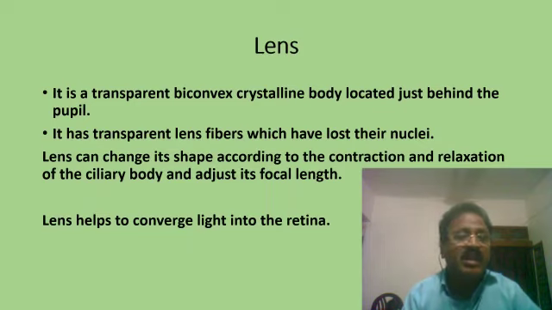Next is the lens. It is a transparent biconvex crystalline body located just behind the pupil. It has transparent lens fibers which have lost their nuclei. The lens can change its shape according to the contraction and relaxation of the ciliary body and adjust its focal length. The lens helps to converge the light onto the retina.